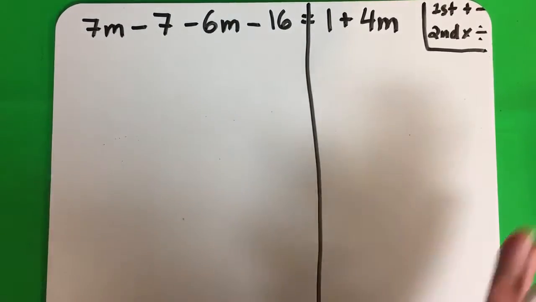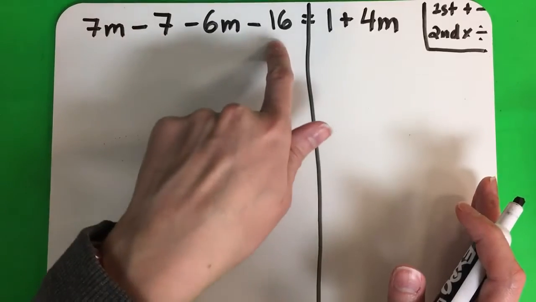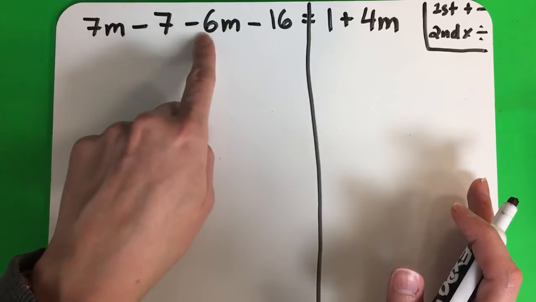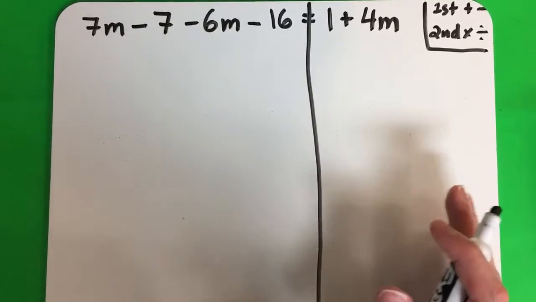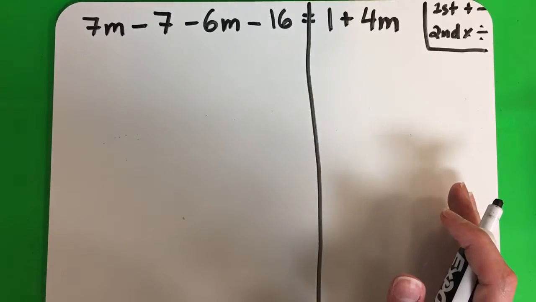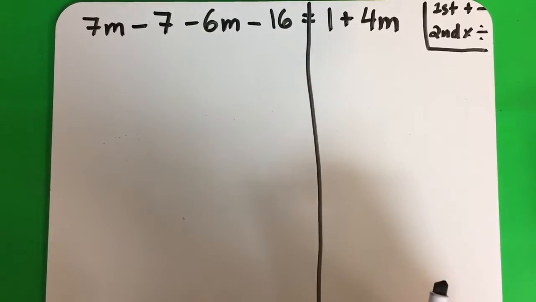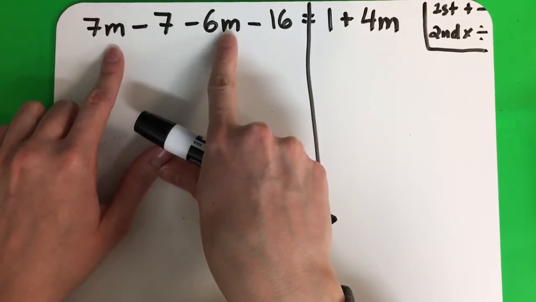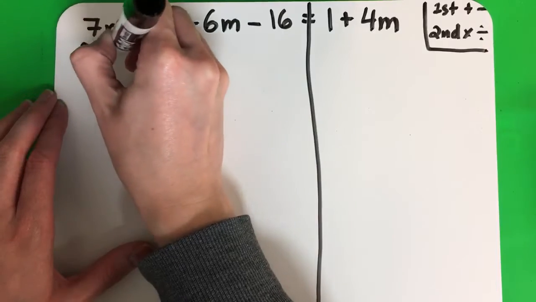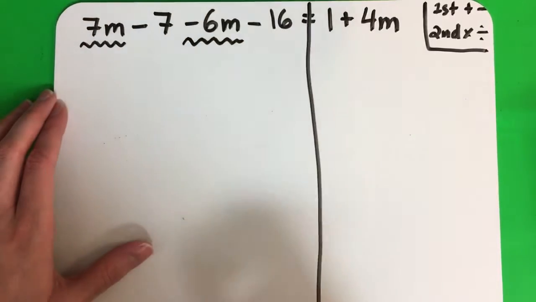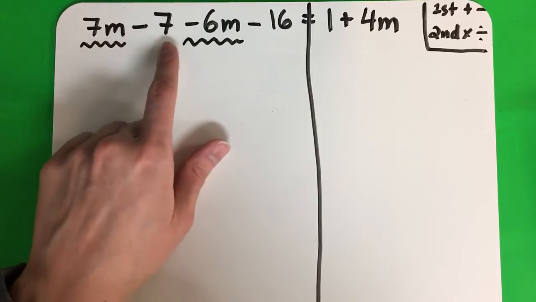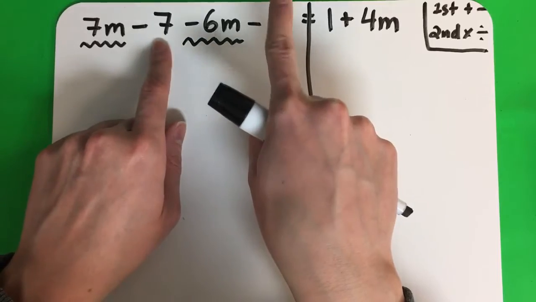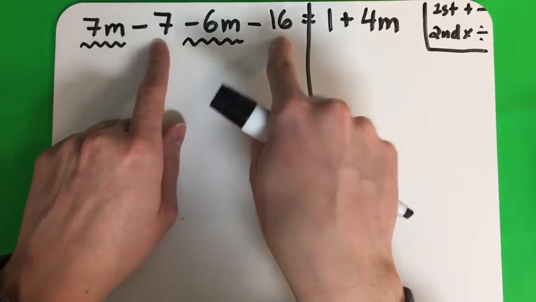All right, so this one's a little weird because I have 4 things: 1, 2, 3, 4. I have a positive 7m, negative 7, negative 6m, and negative 16. I'm going to need to do my like terms. So what we're going to do with the like terms is find the ones with the same letter. Here it's m, and here it's m. So these are together. Here there's no letter, here there's no letter, so these are together. No hay letra aquí, y aquí también. They're the same, son iguales.